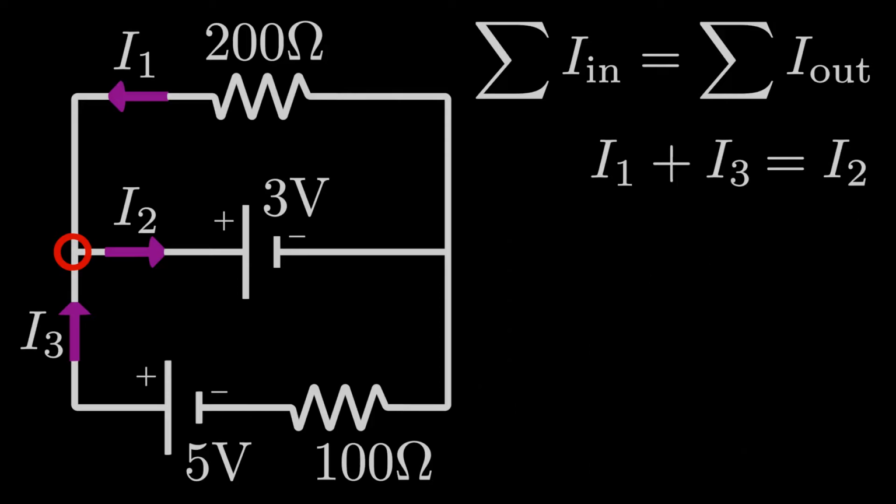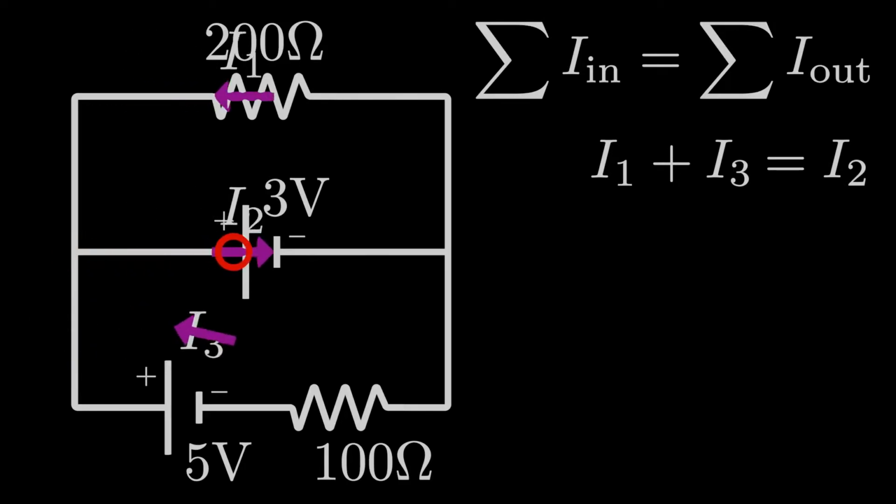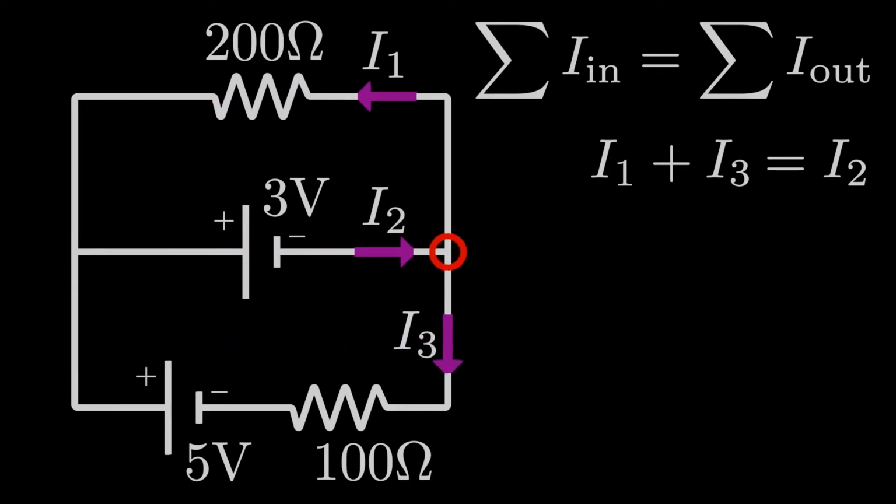Okay, making progress. So what if we apply the junction rule to the node on the other side? We see that we just have I2 going in, and we have I1 and I3 coming out as we've defined our currents. So applying Kirchhoff's junction rule to this node over here, we have I2 is equal to I1 plus I3. But this equation right here is exactly the same as the equation from the first node. Each junction gave us the same equation. We have totally redundant information in the second equation, so we can just discard it at no loss.